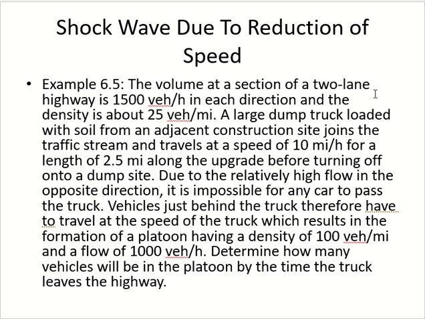Okay, so the platoon has a density of 100 vehicles per mile and a flow of 1000 vehicles per hour. How much was it before? 1500, density 25. With the truck, it became density 100, because now they are going very close to each other. They are going slow and very close, the same thing which happened at the signal. And the flow is now less because they are slower.